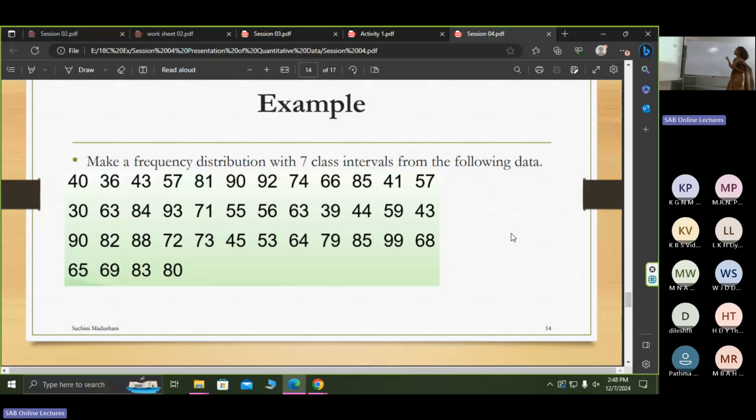30. First step is now finished. 60, 99 and 30. Here we have the lowest value and the highest value.